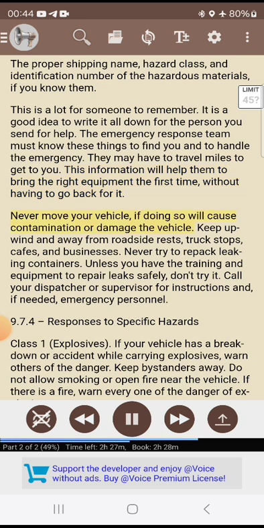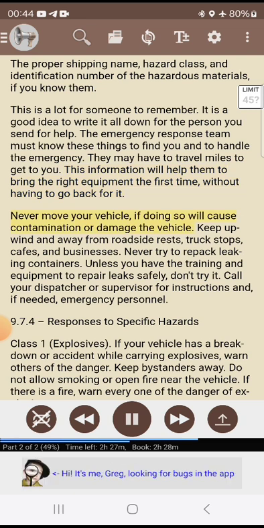Never move your vehicle, if doing so will cause contamination or damage the vehicle. Keep upwind and away from roadside rests, truck stops, cafes, and businesses. Never try to repack leaking containers. Unless you have the training and equipment to repair leaks safely, don't try it. Call your dispatcher or supervisor for instructions and, if needed, emergency personnel.